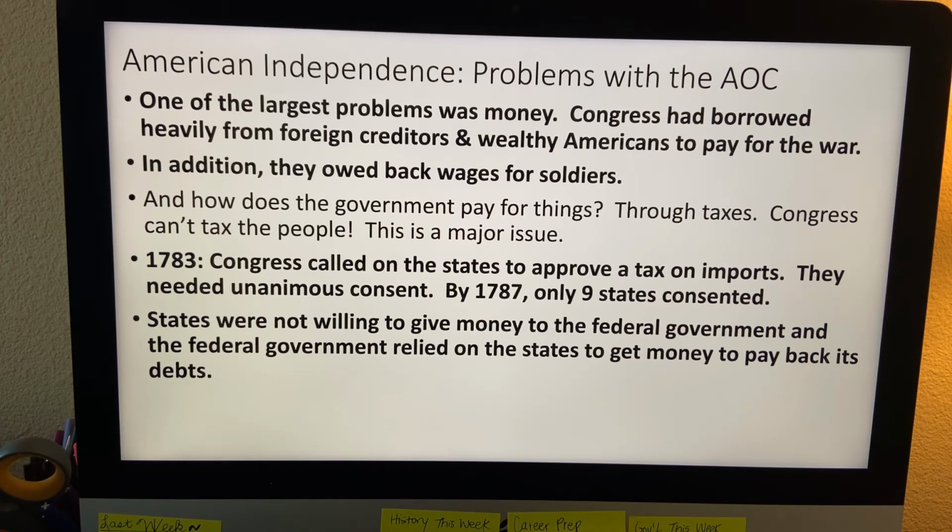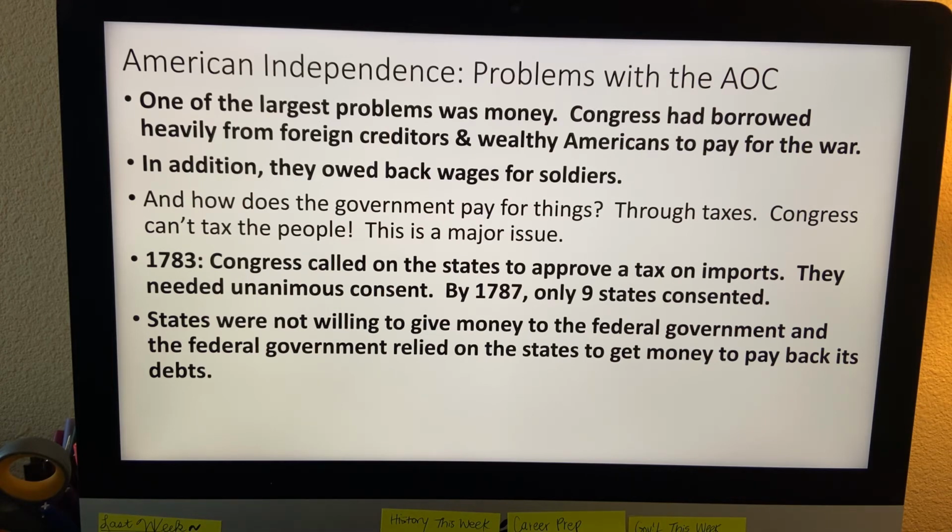In 1783, Congress calls on the states to approve a tax on imports, so things coming in from other countries, and they needed unanimous consent. Unanimous means that all 13 states had to agree. And by 1787, so 4 years later, only 9 of the 13 had consented. So they were not getting any money from imports.